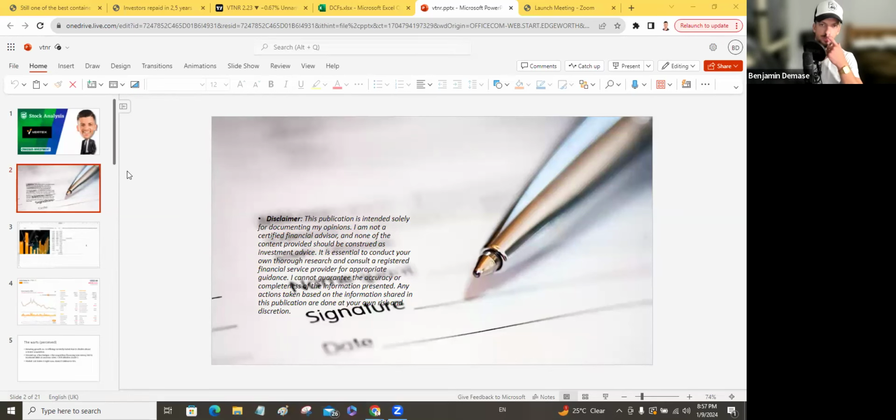Today, I'm just giving an update on Vertex Energy. It was a stock I had analyzed. There have been some recent changes, and so I'm going to go over that with my updated thoughts, analysis, and valuation.